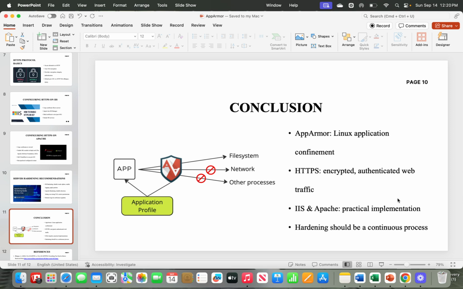Finally, we discussed the hardening techniques on both platforms and how it's not just a one-time safety measure, but an ongoing process that needs to be monitored, updated, and adjusted. Together, AppArmor and HTTPS form a powerful base for deploying security for systems and users.